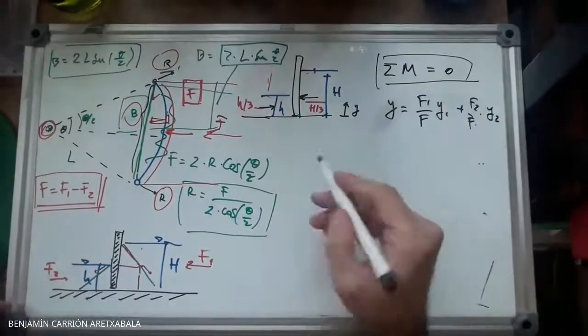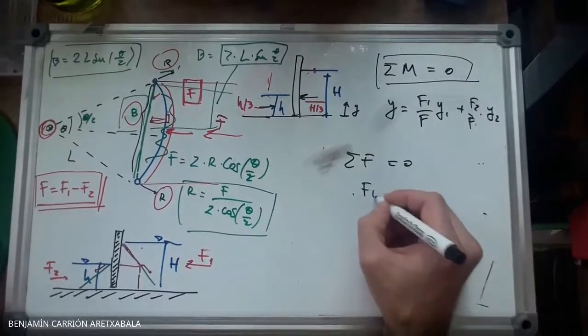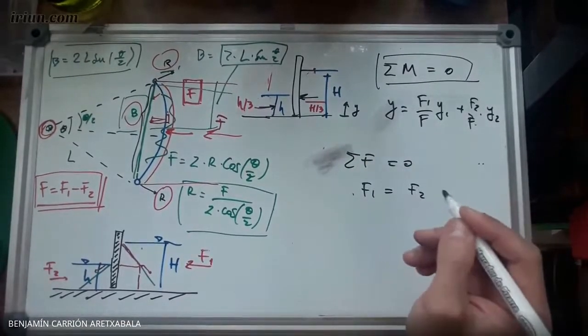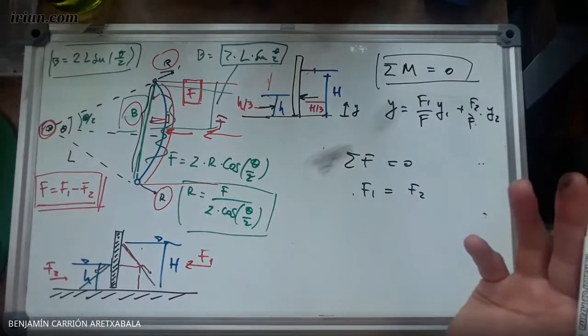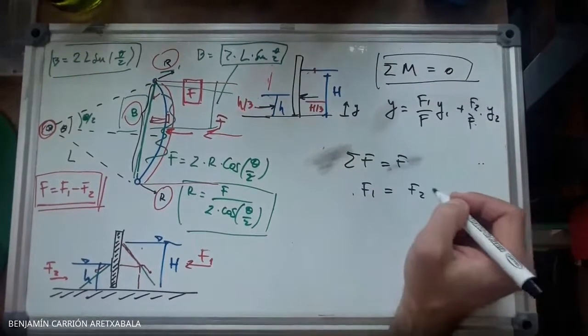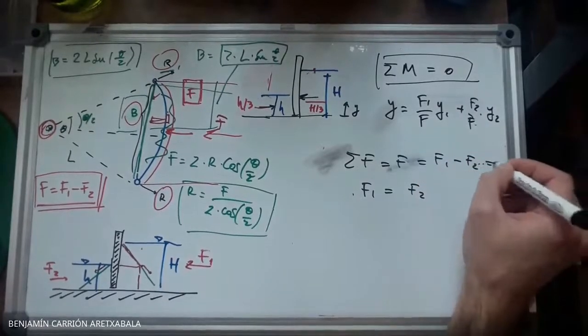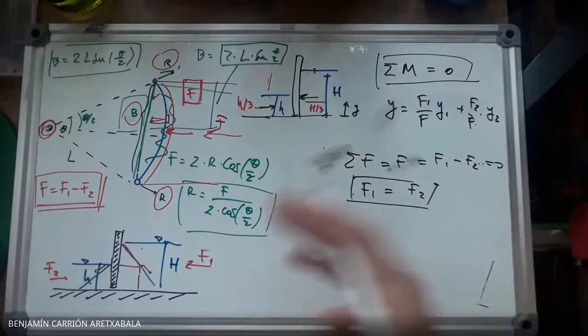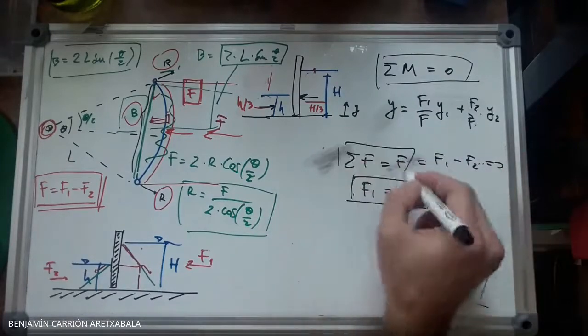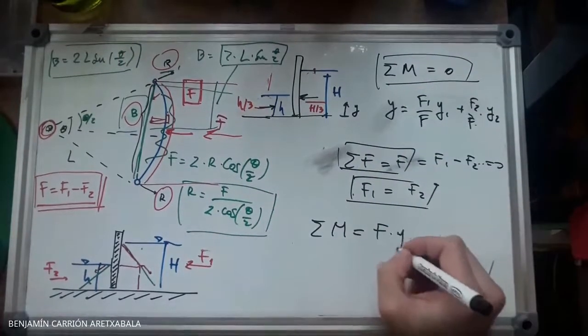It's the same as saying the sum of forces has to be zero, but that doesn't mean that F1 is equal to F2, right? So what you're saying here is that the sum of forces is F, and this is F1 minus F2. Because if this was zero, then these two should be equal, and they're clearly not equal. So the sum of forces is F, and the sum of momentum or torque is total F times this arm, and this is F1.